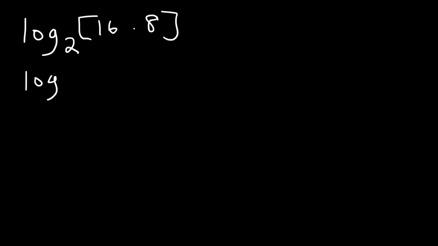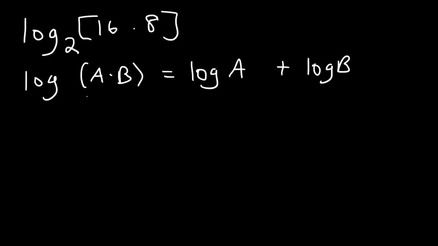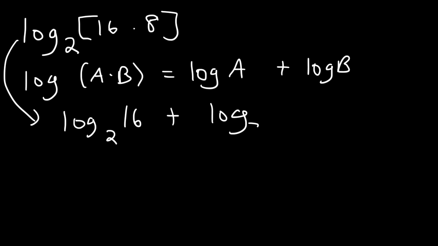Now let's work on this example. Log base 2 of 16 times 8. We can use the product rule to separate the 16 and the 8. If you recall, log of a times b is equal to log a plus log b. So log base 2 of 16 times 8 is going to be log base 2 of 16 plus log base 2 of 8. Now, log base 2 of 16 is 4, because 2 to the 4th power is 16. Log base 2 of 8 is 3. So the final answer is 4 plus 3, which is 7.